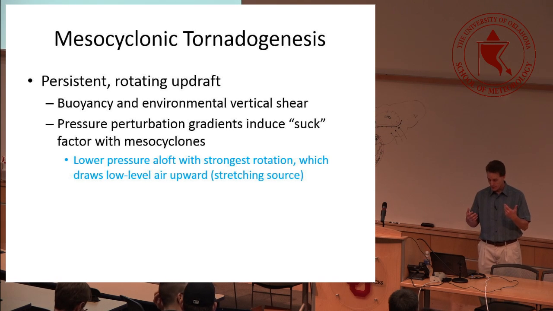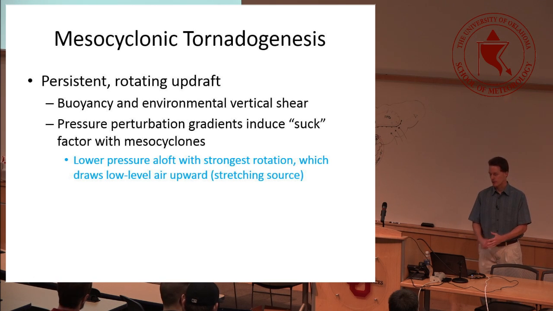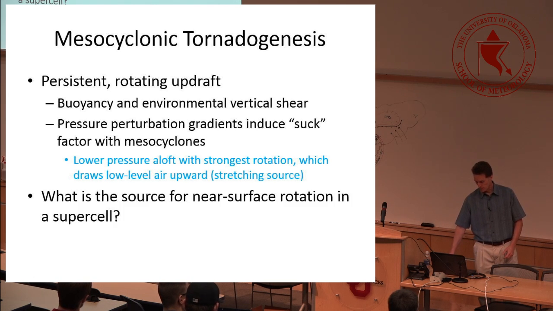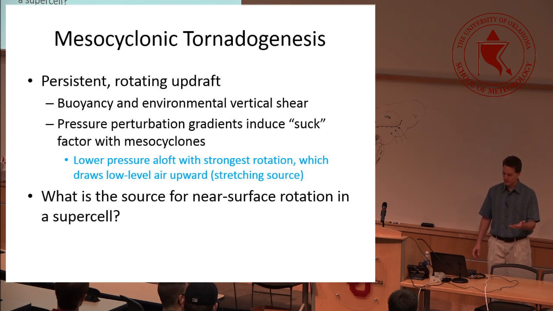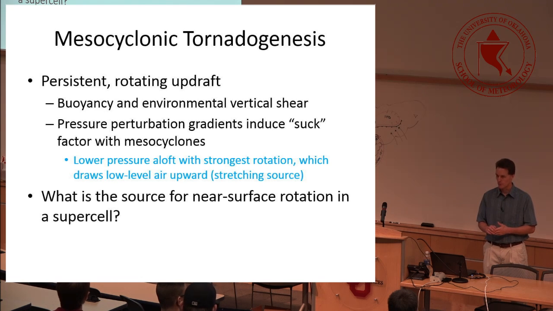And if you can get this strong enough and low enough, that can really amplify the stretching term all the way down near the ground, if you can do that. But again, this still leaves us with where does the vertical vorticity come from in the supercell? We looked at the case with the stalled front. It was the shear vertical vorticity generated along the boundary itself. How are we doing this in the supercell?